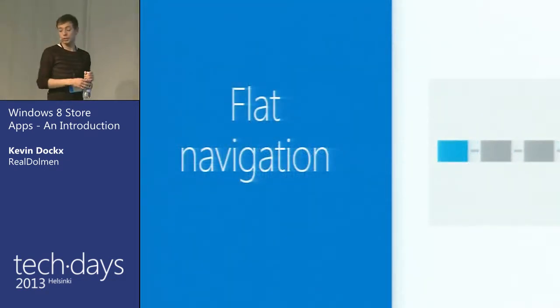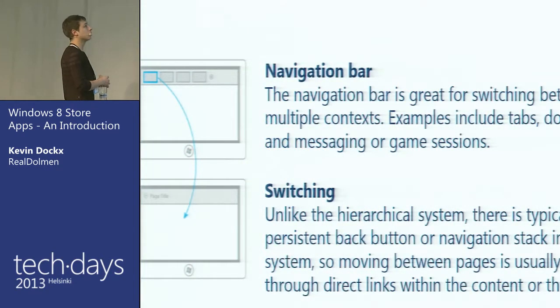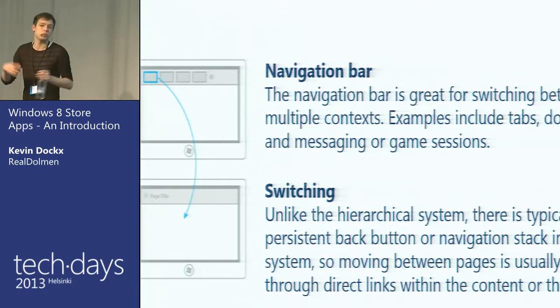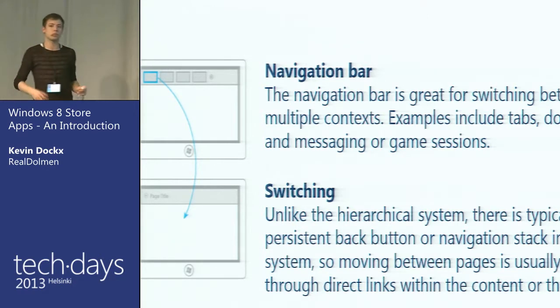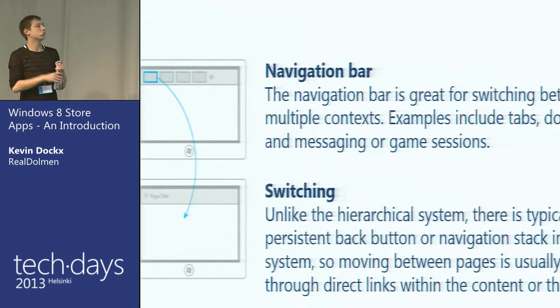The other way of navigating is flat navigation, which is done through the navigation bar. That's often used to go from one big part of the app to another big part of the app. Typically, if you have different modules, for example, you have a management app with a reporting module and an employee module, a navigation bar would be a good way to go from the employee module to the reporting module, or the other way around.